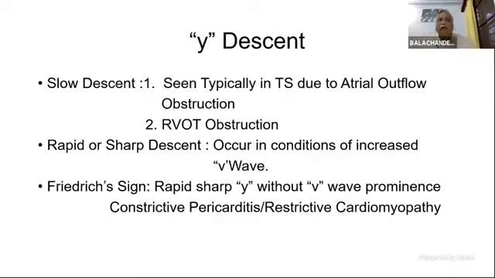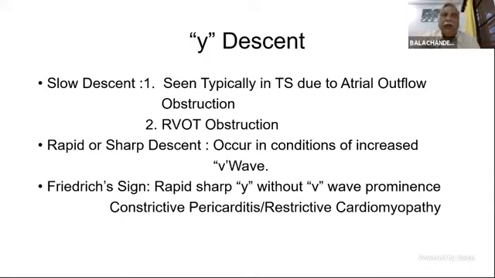But this Friedreich sign, which is seen in constrictive pericarditis, is different from the rapid Y descent of TR. What is it? This is a rapid, sharp Y descent without a V wave prominence. And that is very characteristic of constrictive pericarditis or restrictive cardiomyopathy. Remember that that is the difference between the low pressure TR, which has a high V wave and a sharp Y descent, versus constrictive pericarditis. The constrictive pericarditis will have a sharp Y descent without a V wave prominence. And that's an important difference with this Friedreich sign.